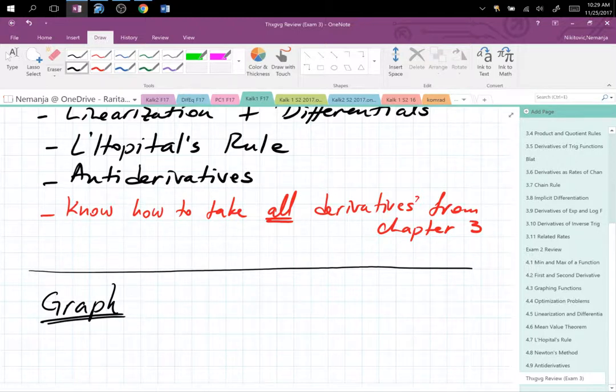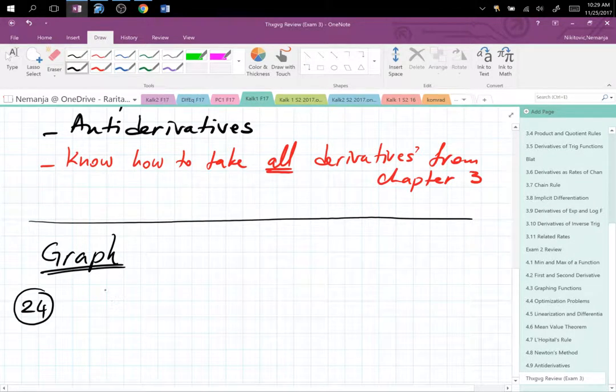So we're going to jump into graphing. I'm not sure what we did in class exactly. I know we did some. Let's try, well, let's go with 24. I'm sure that we haven't done this one: x minus 3 times x to the 2/3.